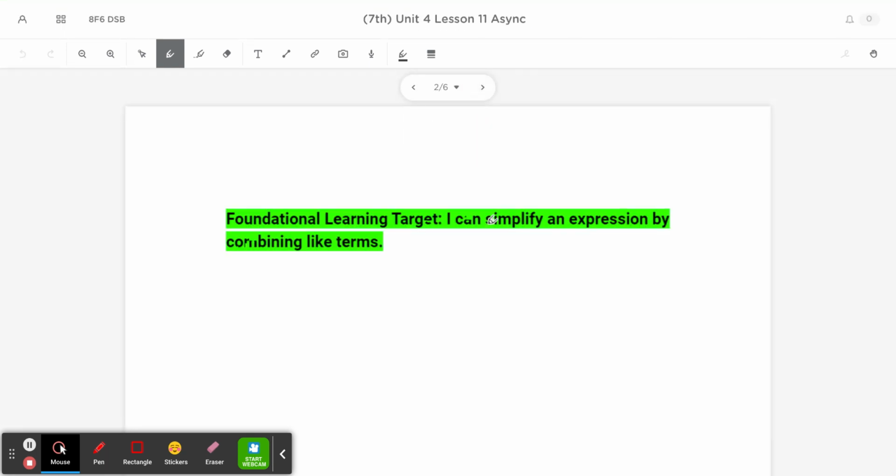This week's foundational learning target is I can simplify an expression by combining like terms. Like terms are often a coefficient or a number attached to the same variable, or just plain old numbers that can also be combined.